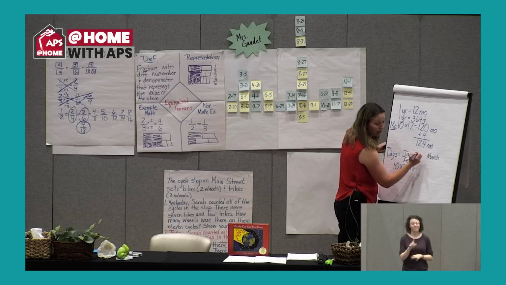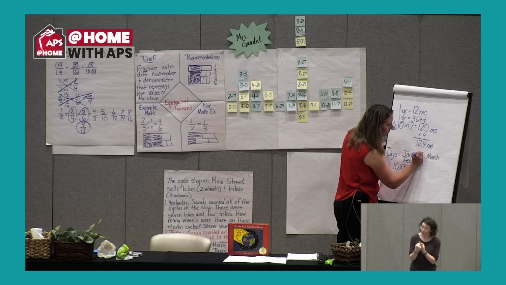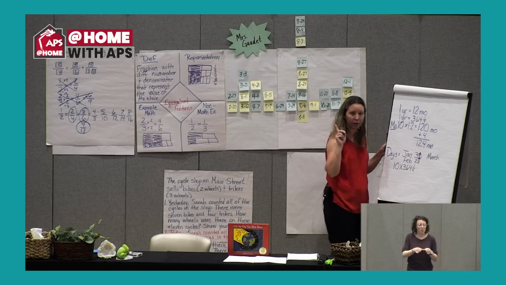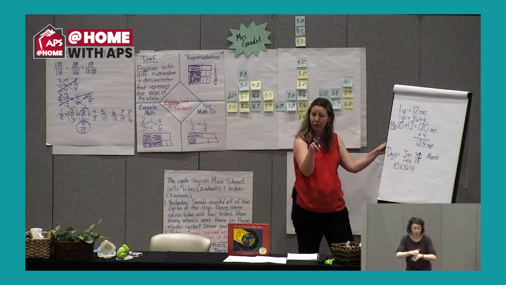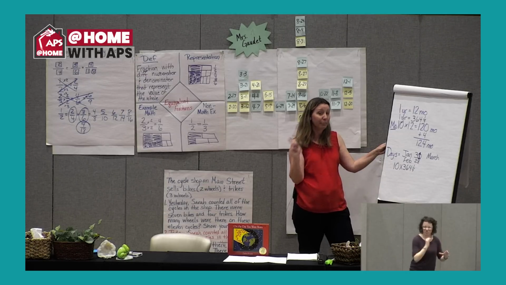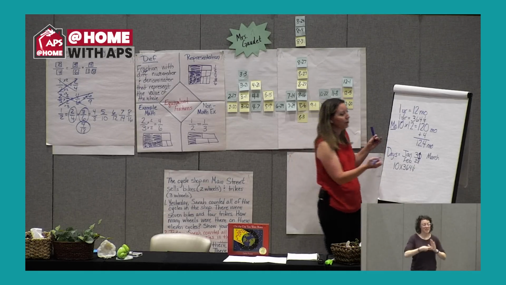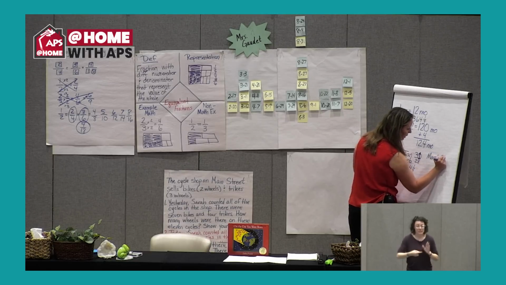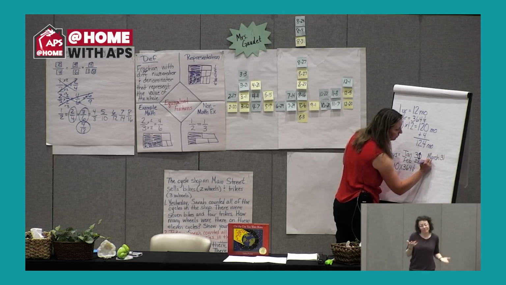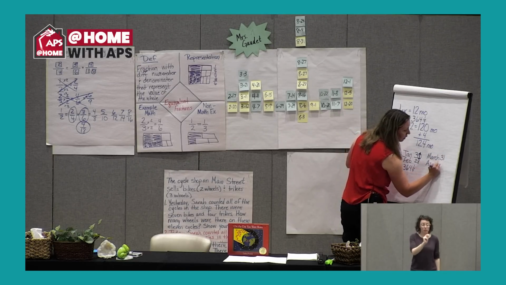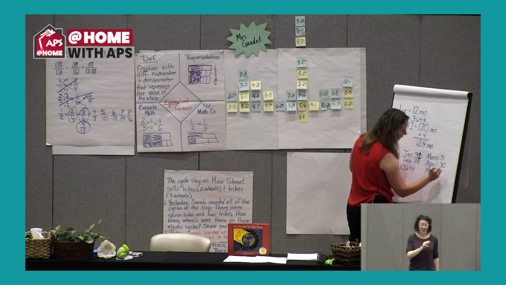Has 31. Hey, did anybody catch me on that one? Remember, your job always is to catch your teacher's errors, because sometimes they throw them in purposely, and sometimes they throw them in by oops, like I just did. So March has 31, January, February, March, April has 30, May has 31. Is this right?